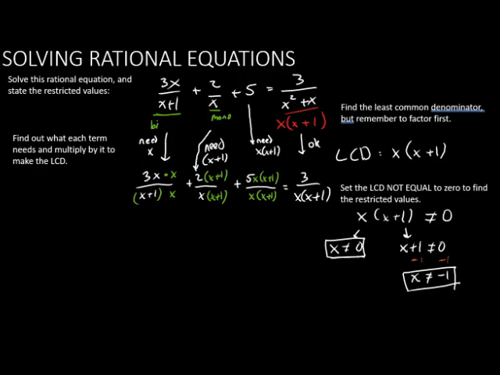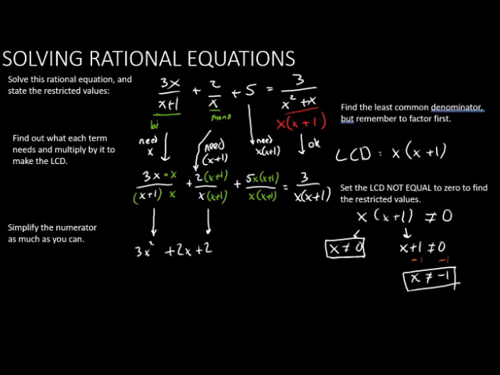Now it's time to simplify our numerators as much as possible. Note that we do not want to simplify our denominator yet, just the numerator. Our first fraction says 3x times x. 3x times x will give us 3x squared. Our second fraction has 2 times x plus 1. 2 times x is 2x, and 2 times 1 is 2.